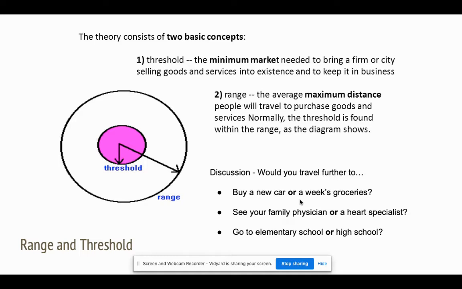Okay, so there's 2 really important concepts to understanding the central place theory, and those are range and threshold. Okay, so a range describes the average distance, the maximum distance that somebody is willing to travel in order to purchase a good or a service. Okay, so an example of that: I am not going to travel very far to buy a gallon of gas. I can get gas anywhere. So I'm not going to drive all the way to Charlotte to buy gas.